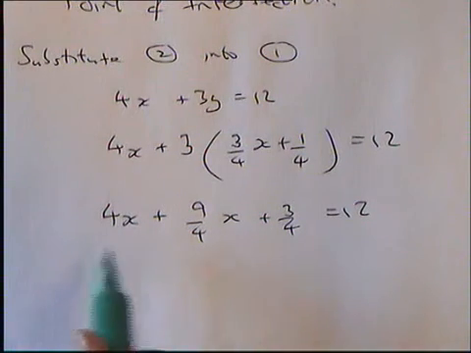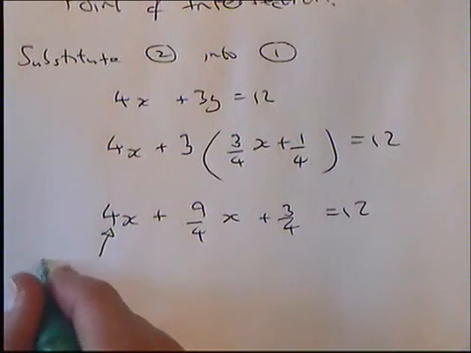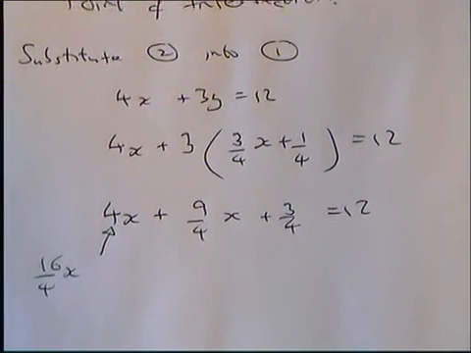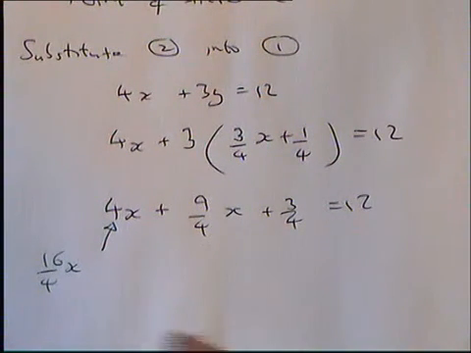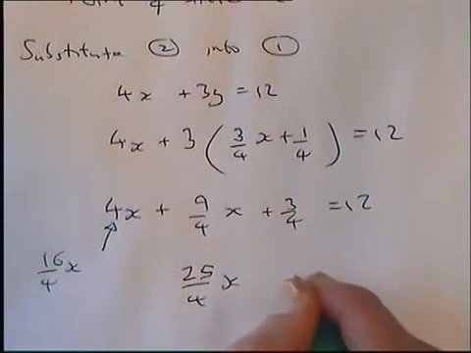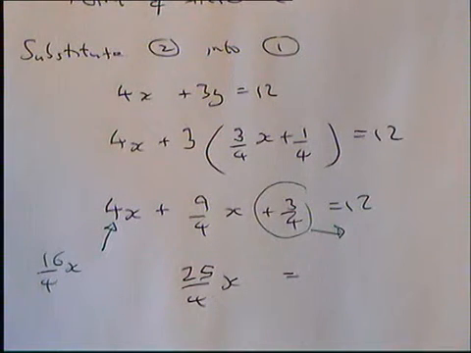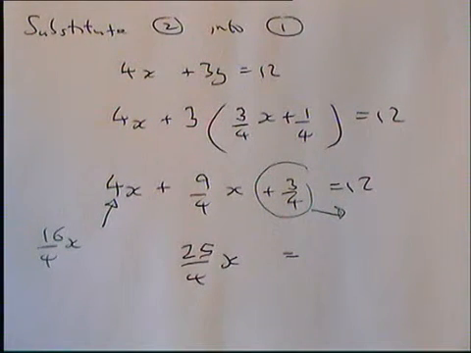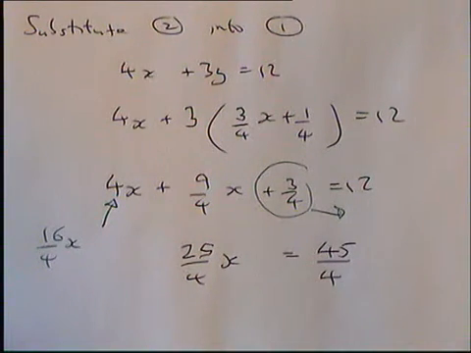It might be useful to think of that 4x also in quarters. 4x is how many quarters? So that's the same as 16 over 4, 16/4 x. So 16/4 x plus 9/4 x is 25/4 of x. So 25 over 4x. Move that to the other side where it becomes a minus, and you'll have 11 1/4 on the right-hand side. What's 11 1/4 as a top-heavy fraction? 45/4, yes, because 11 was 44/4 and the extra one, so 45/4.